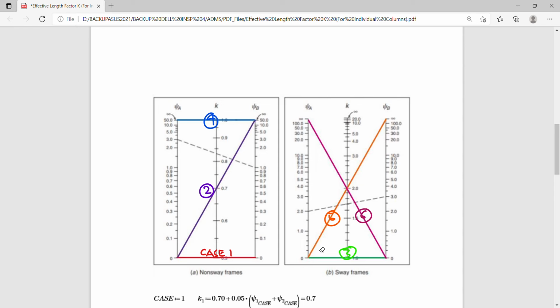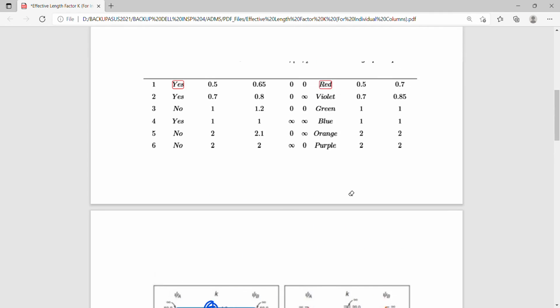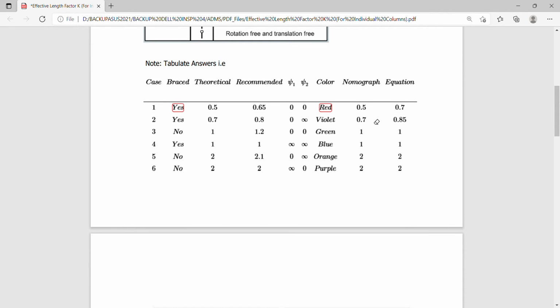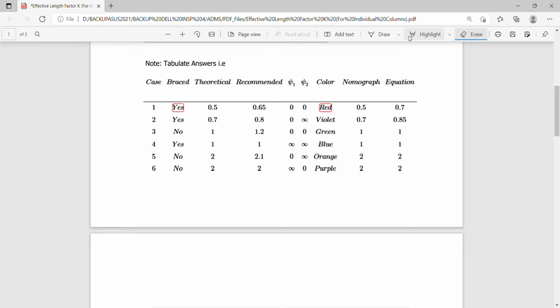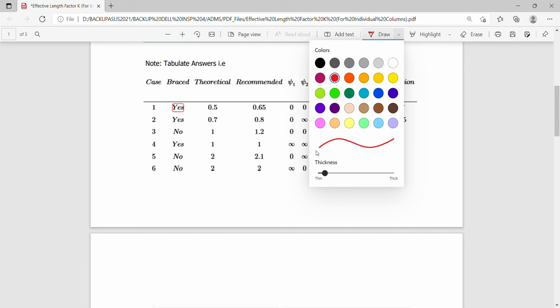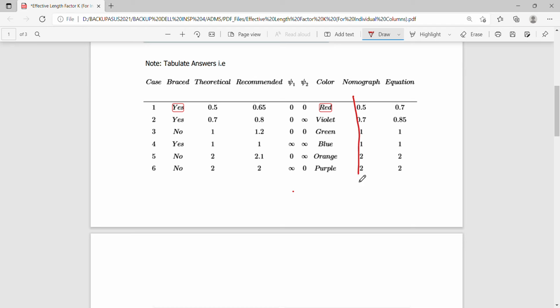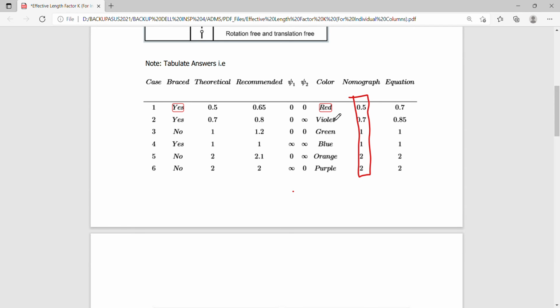For case 5, it's 0, infinity again. On the sway frame graph, it's 2.0 and infinity, 0, which is simply the reverse of case 5. We get k equals 2.0. So these are now the values of your k using the nomograph. For the values using the equation, we have case 1.